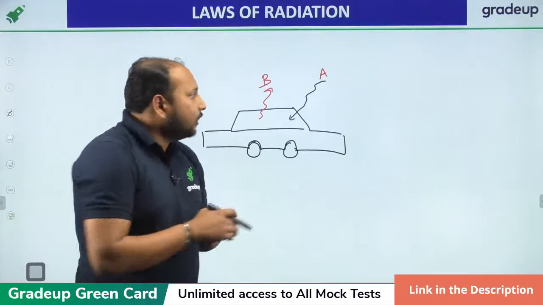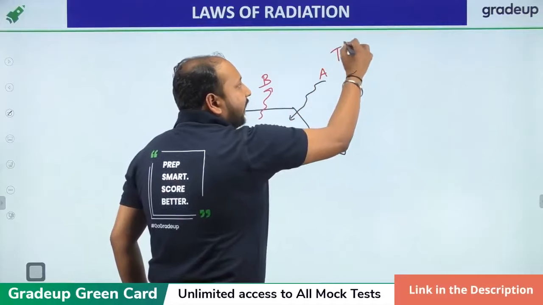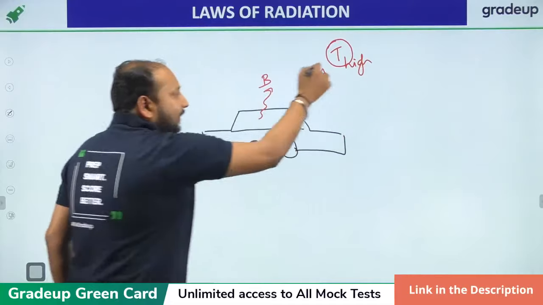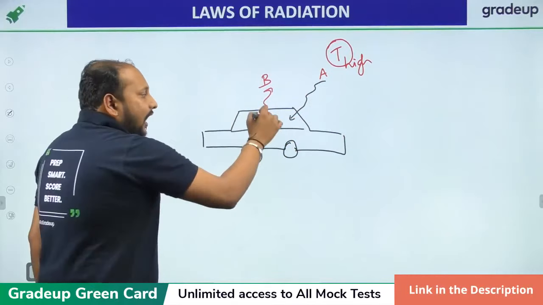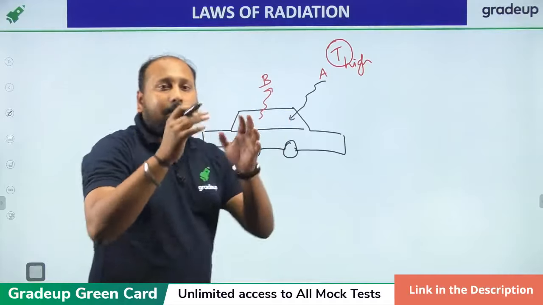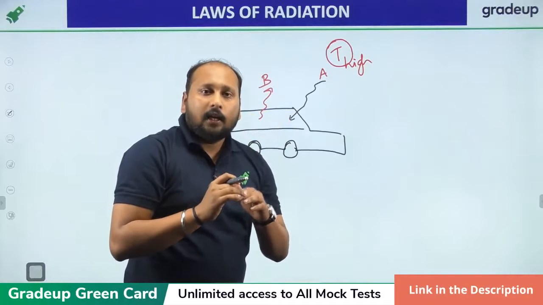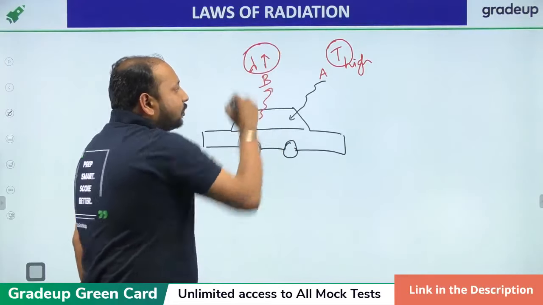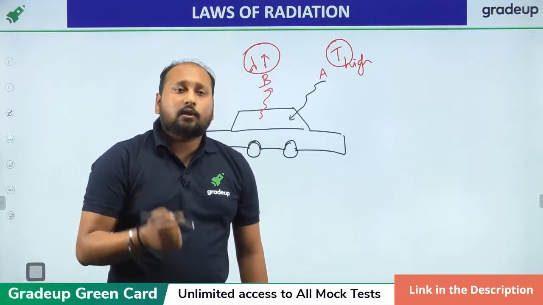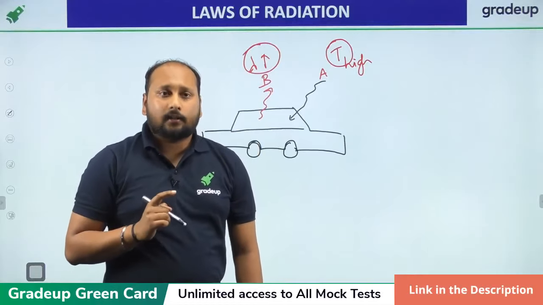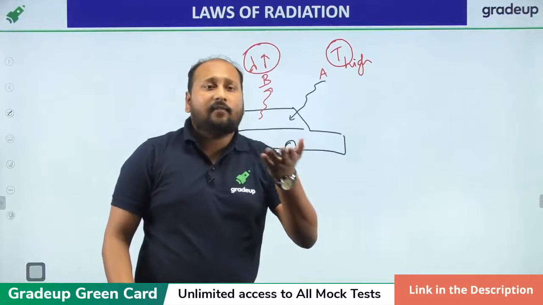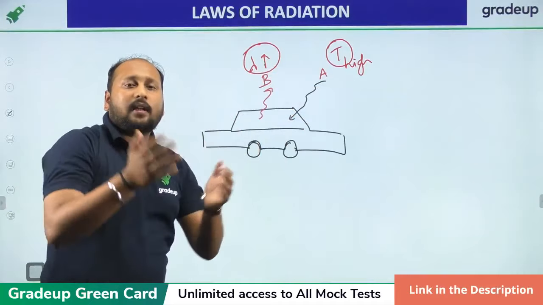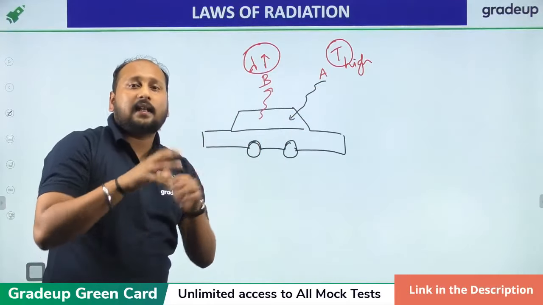A. Clear? Why A? Because initially the temperature is high. It is coming inside the car. After reflection, its temperature is dropped. If the temperature drops, the wavelength will increase. This is the explanation of the greenhouse effect. If you have a car with all the windows closed, after some time you will feel the temperature inside the car increasing.